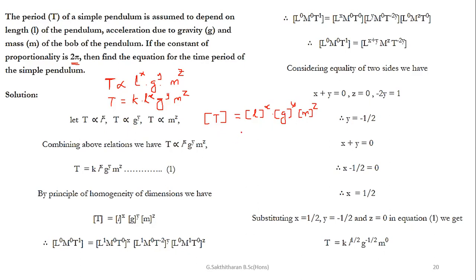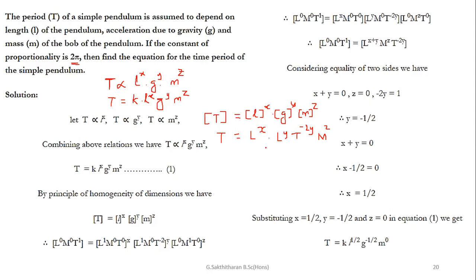So here L is a length, so L to the power x. g is the acceleration, so LT to the power minus 2, to the power y, so L to the power y, T to the power minus 2y. And m is mass, capital M to the power z. Here capital T is the period of oscillation, so the dimension of the oscillation time is capital T.